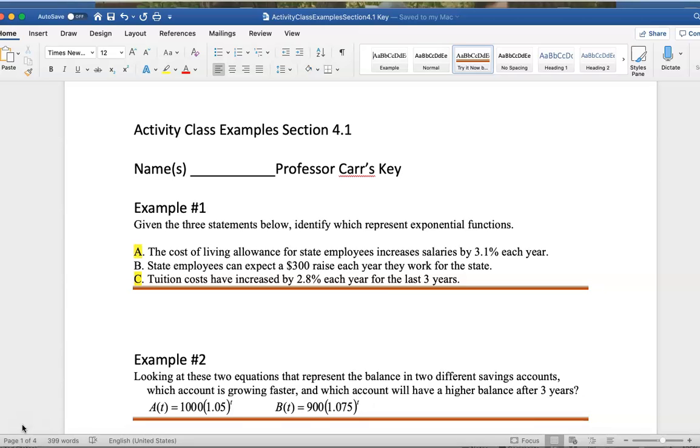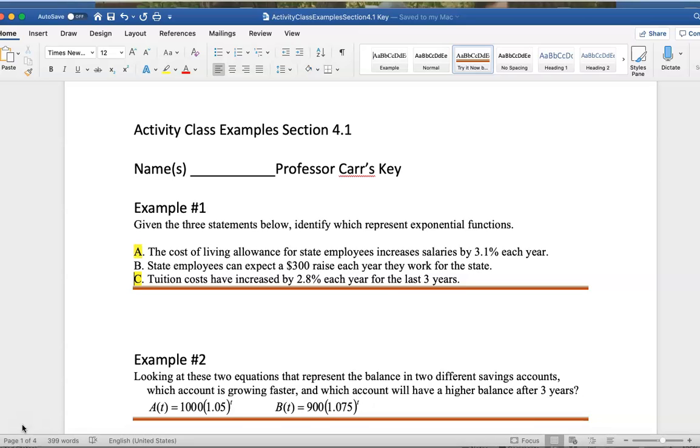This is the class exercises from section 4.1, and I'm going to go over these with you. Keep in mind that you should be working along with me, not just copying answers. If you don't understand what I'm saying, rewind it, ask questions, do whatever you need to do.